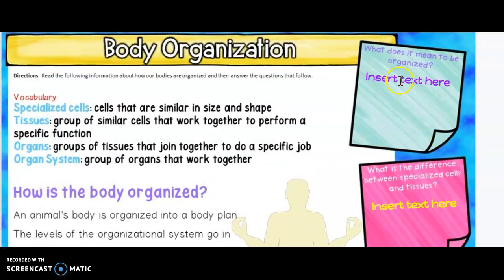So it says, what does it mean to be organized? Make sure when you write in here, you write "to be organized means," and make sure you have complete sentences. Don't just write something basic. So you make sure you read, because if you don't read, you're not going to be able to answer questions.